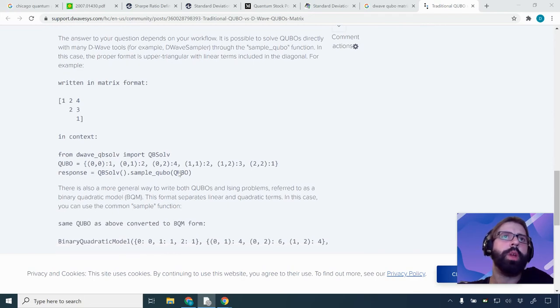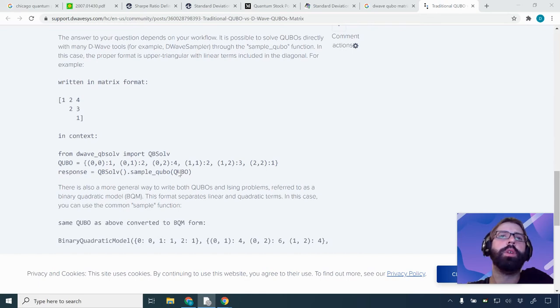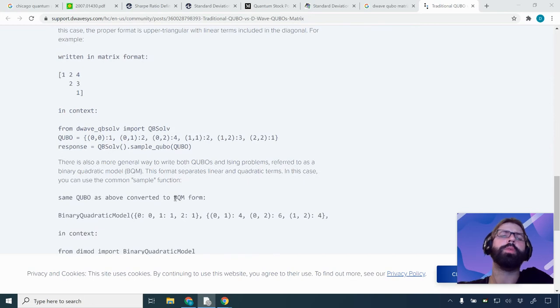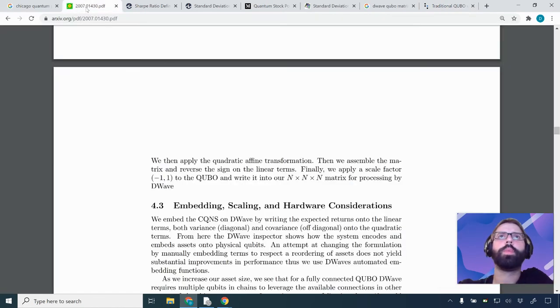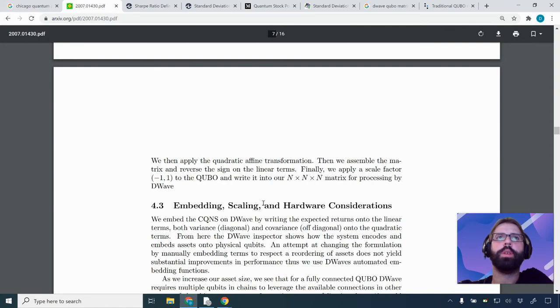There's also a more general way to write both QUBOs and Ising problems, referred to as the binary quadratic model. This form separates the linear and quadratic terms. In this case, you can use a common sample function. That's what we used in Braket, I think. Okay, so this is what I mean by the matrix.